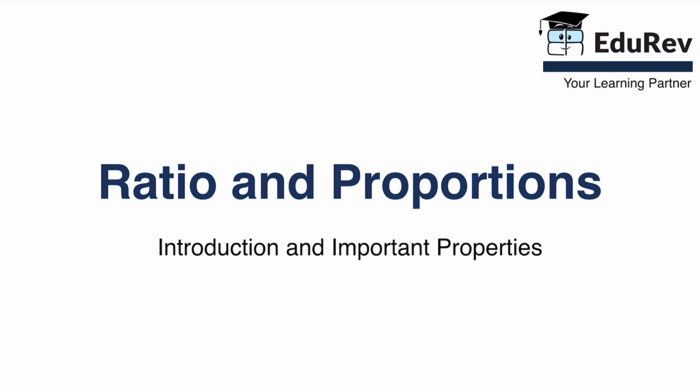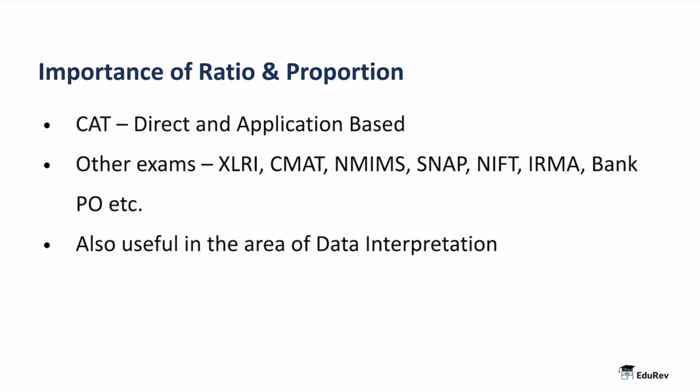Hello everyone, today we are going to discuss ratio and proportions. This is an important topic when it comes to CAT. Why? Because the concept of ratio and proportion is an important one for the aptitude examinations. Questions based on this chapter have been regularly asked in the CAT examination, either direct or application based.